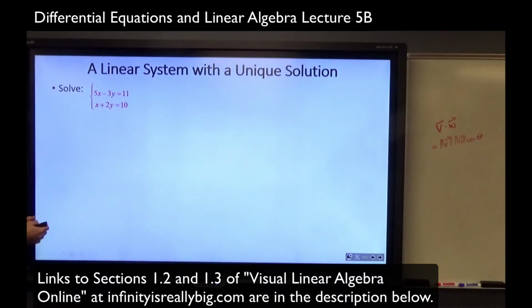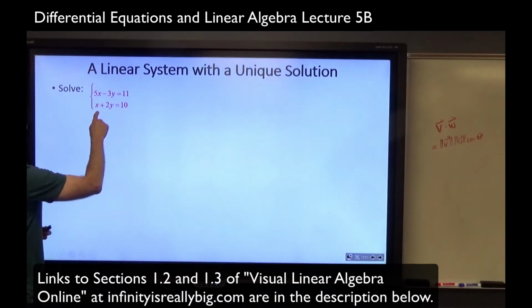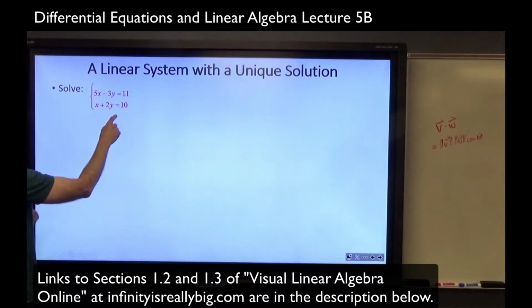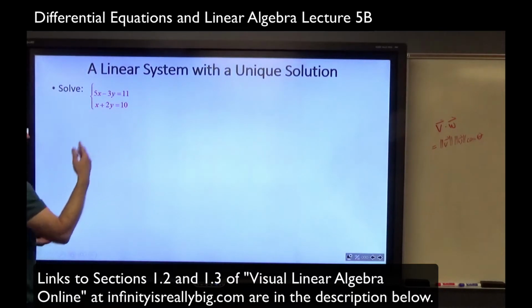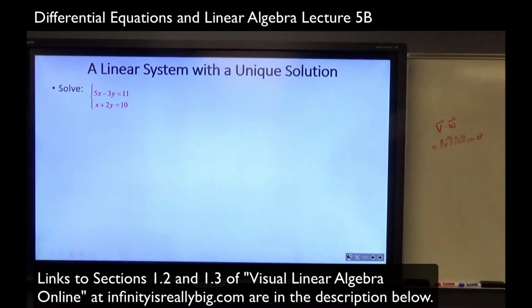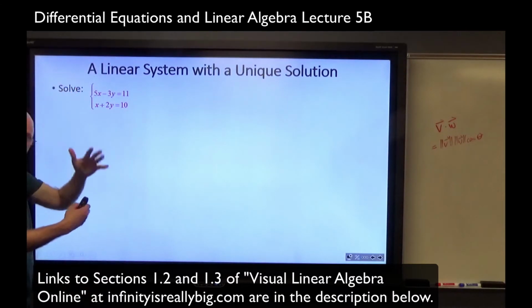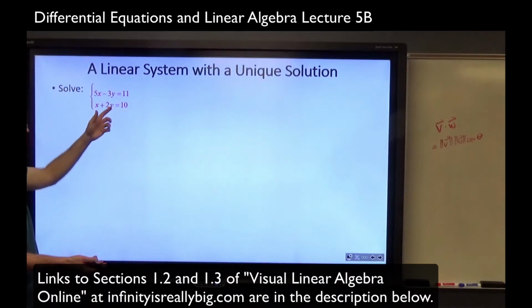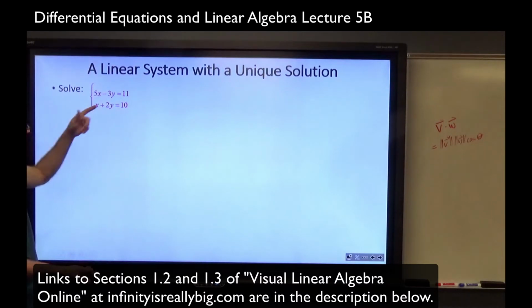Probably the simplest way to solve it is with what's called substitution. You could solve the second equation, for example, for x in terms of y, you'd get x is 10 minus 2y. And then you could substitute that into the first equation in place of x. To get 5 times, in parentheses, 10 minus 2y, and then you'd have a minus 3y equals 11. You'd simplify, solve for y. Then you'd go back to the other equation, or this equation, and plug in y to find x.